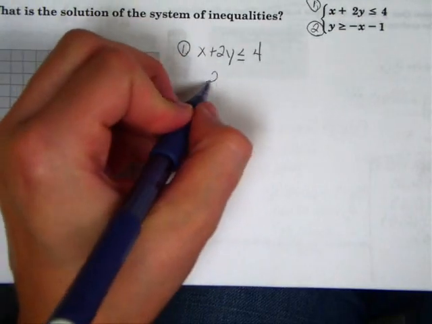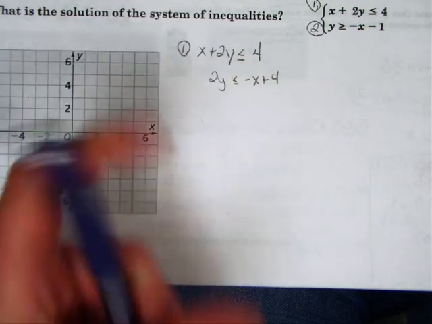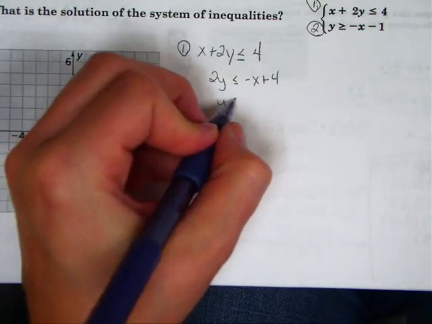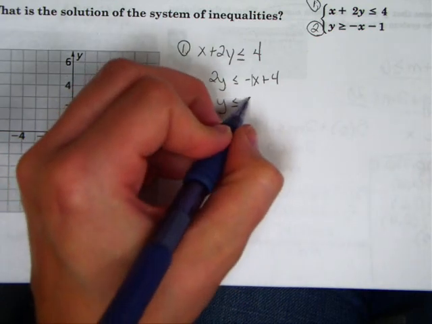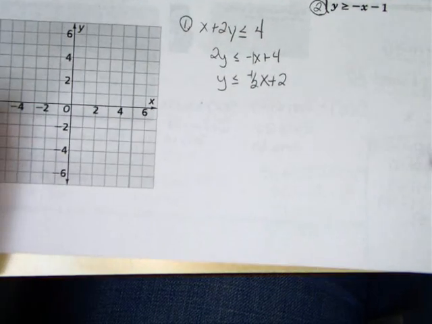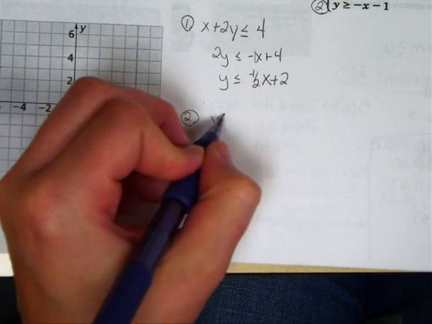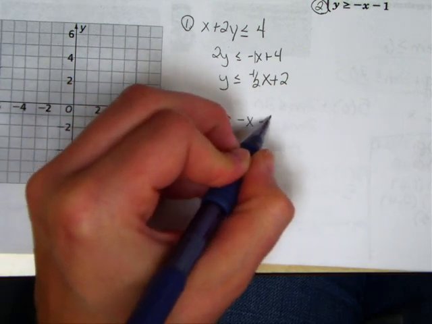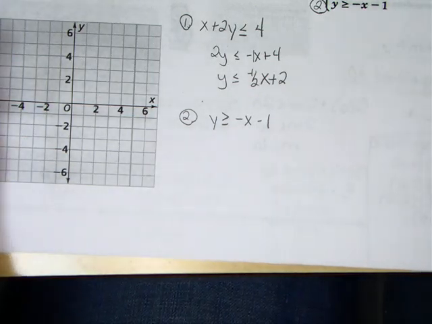I'm going to take over the x, so I get 2y is less than or equal to negative x plus 4. I will divide by 2. Y is less than or equal to, and now remember there's a hidden 1 there, negative 1 over 2x plus 2. That one's solved for y and ready to be graphed. Number 2 is already ready to go, so I'll just copy it down. Y is greater than or equal to negative x minus 1.